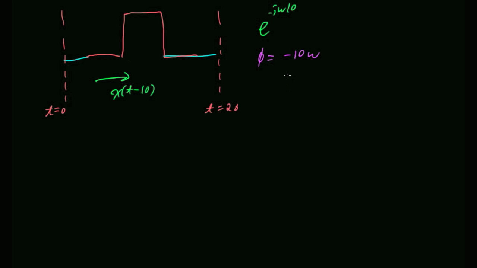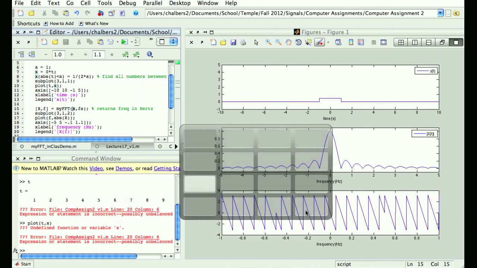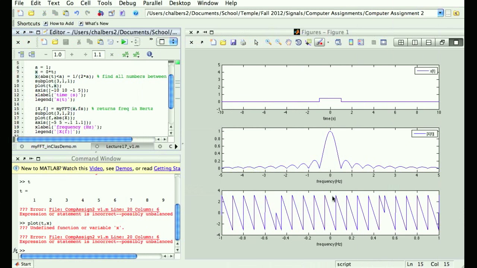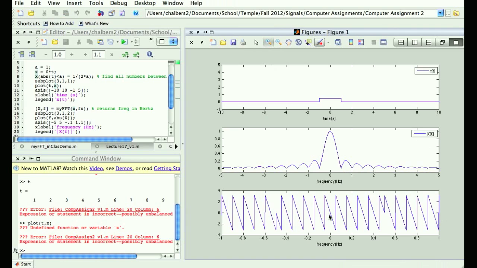Is that what we got? Do we have a slope of negative 10? It's negative, and I like that. Can we show that our slope is negative 10? It looks like it goes from pi to minus pi. Why don't we zoom in and just try to measure it? Let's see here. Oh, come back. Okay.